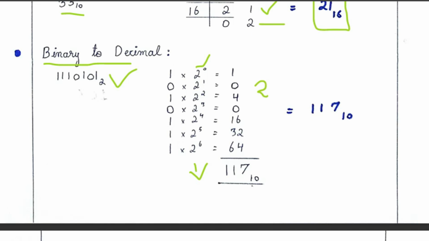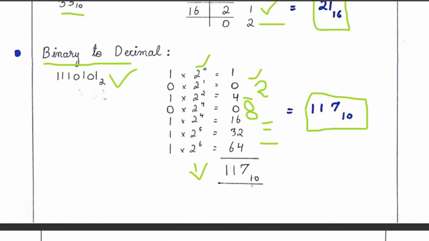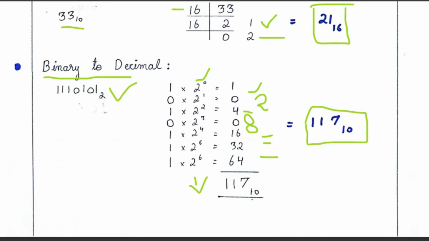In each step we double the value that was before. So in this case it was 1, multiplied by 2, then in the next step it will be 2 when there is 0 here, and multiplying 2 by 2, we get 4, and in the next step we'll get 8. In the next steps we'll get 16, 32 and 64. When we add these numbers, we get 117 with a base of 10, which is the decimal number of the binary number 1110101 with base 2.